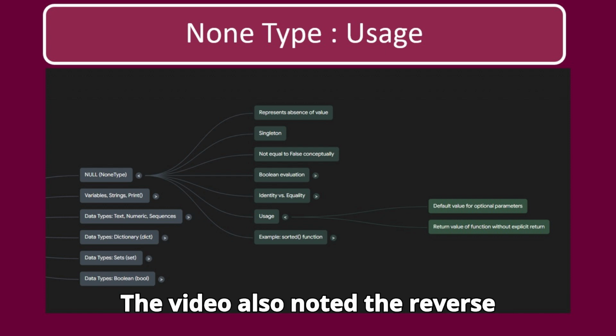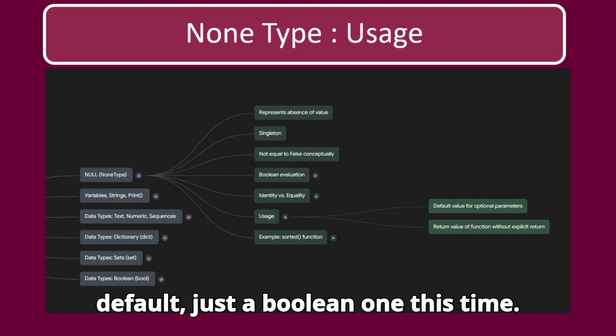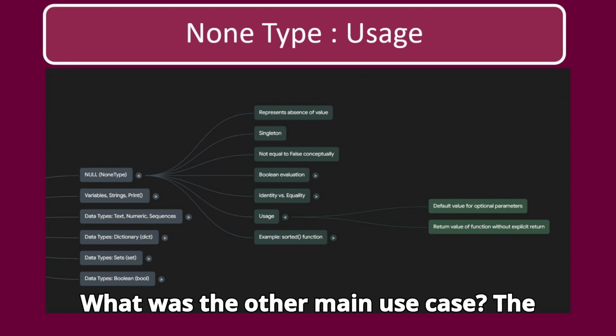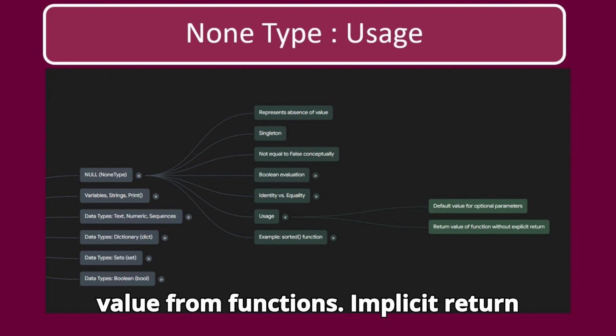The video also noted the reverse parameter defaults to False, another default, just a Boolean one this time. Makes sense. Flexible function design. What was the other main use case? The other big one is as the implicit return value from functions.